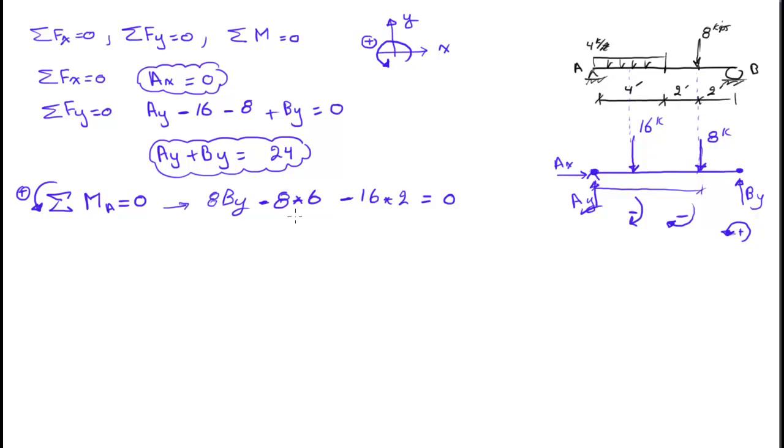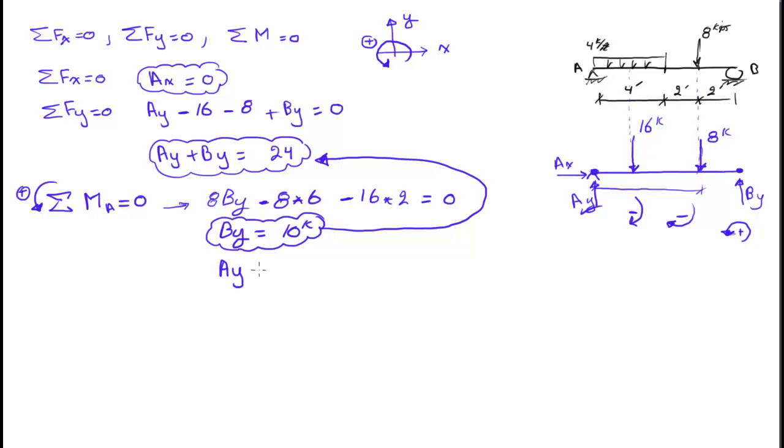And using this equation, I can solve for BY easily to be 10 kips. Now I have a value for BY. All I need to do is just go back right here and substitute it back in this equation, and I can find the value for AY. Very easy to do. So what is the AY? If I add BY, which is 10, it's going to be 24. Obviously it's just basically 14k, and that takes care of the reactions.